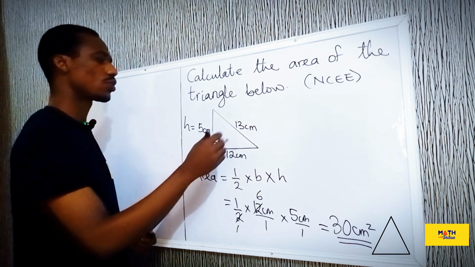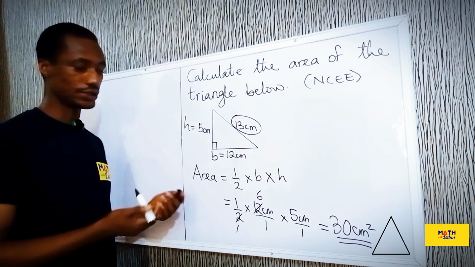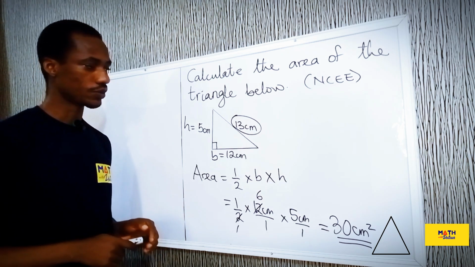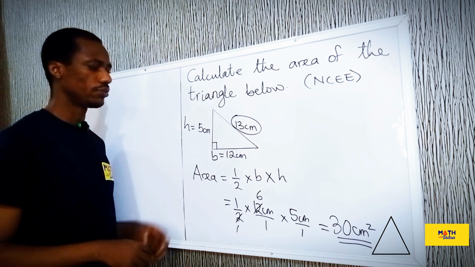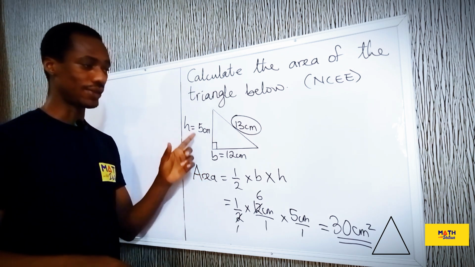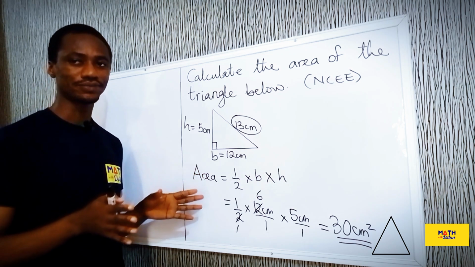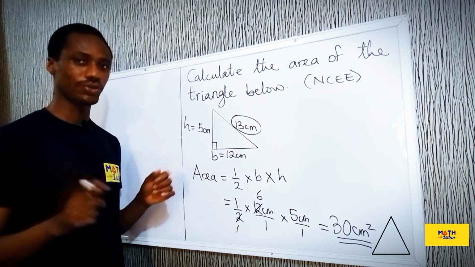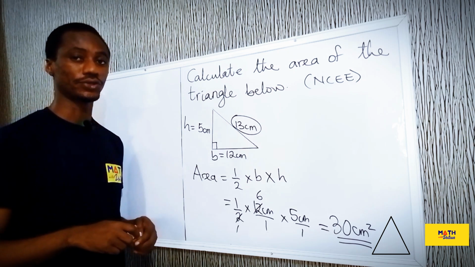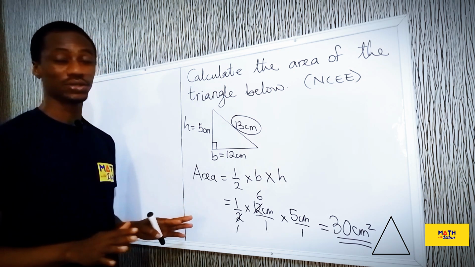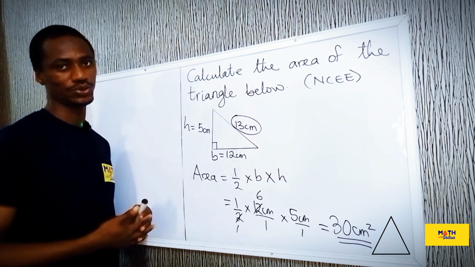Then you would ask, what about the 13? We don't need it in this case. If it were not a right angled triangle like this, then we would have to use another formula. I'll tell you about that formula in a subsequent video. For now, you are not even at this level, they wouldn't ask you to use the formula.